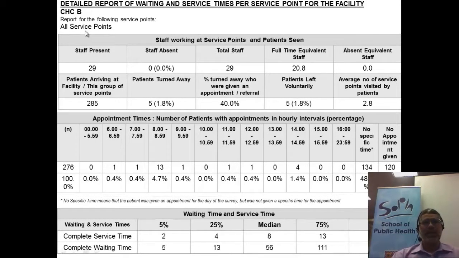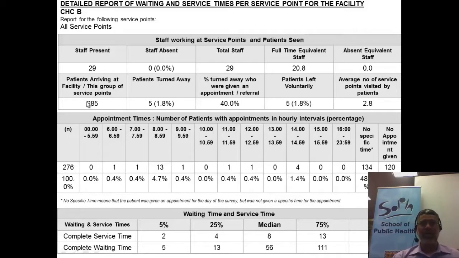Now looking at community health center B, a very similar report. Again, there are 29 staff, full-time equivalent of 20.8. Again, a full-time equivalent staff is a staff member spending 8 hours of the day there. So obviously a staff member who's there part-time, and let's say only there for 4 hours, would be counted as half a staff member. And someone who worked for 12 hours would be counted as 1.5 staff members, because that would be the equivalent of 1.5 staff members working 8 hours, or half a staff member working 8 hours, the 4 hours and 12 hours respectively.